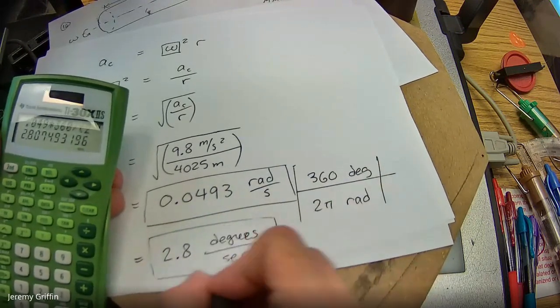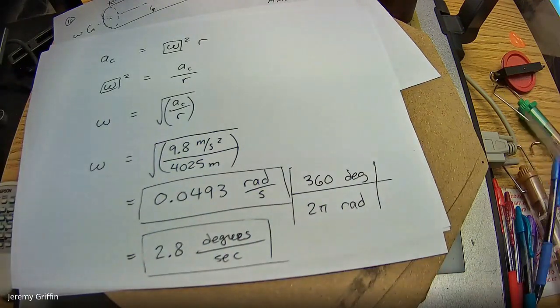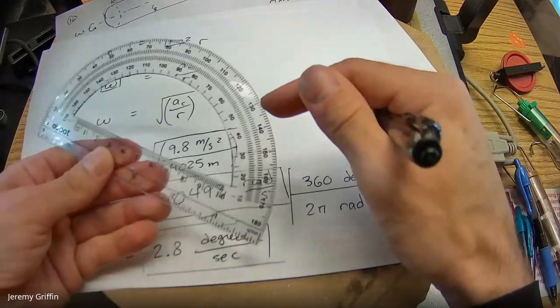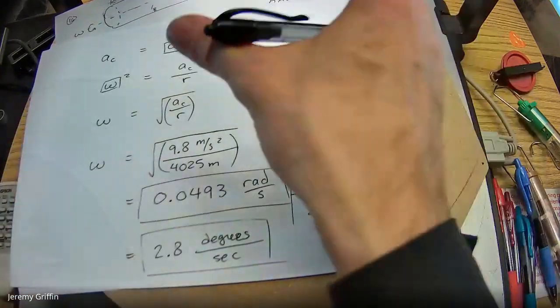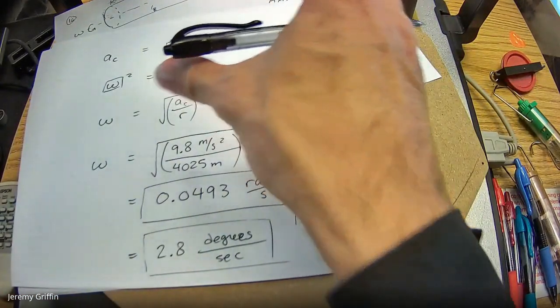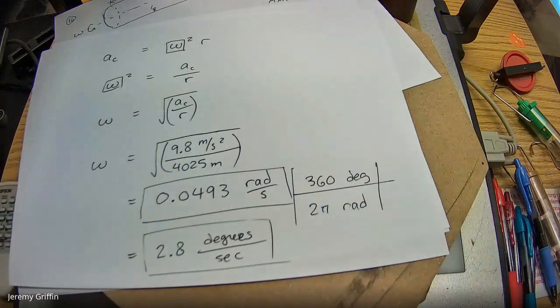If you like, that's a little bit easier maybe to conceptualize. So basically close to 3 of these tick marks every second. So you see it just rotating 3 degrees per second. How long would it take to make 1 complete revolution?